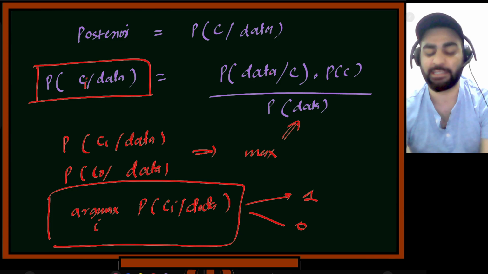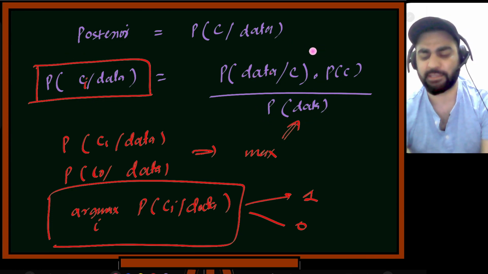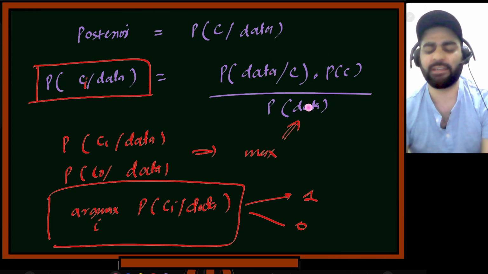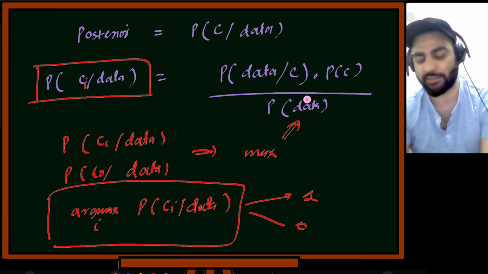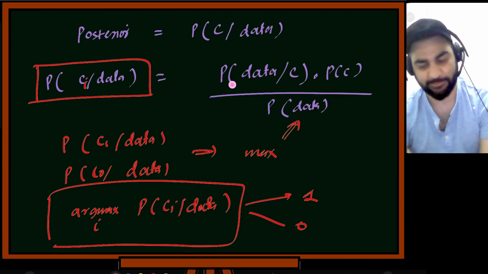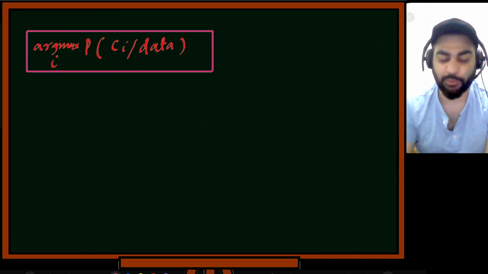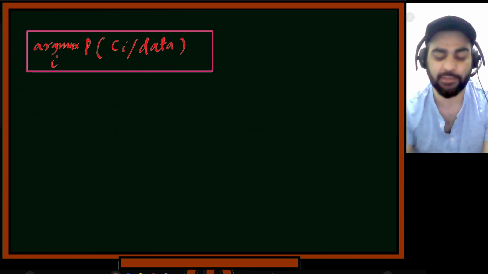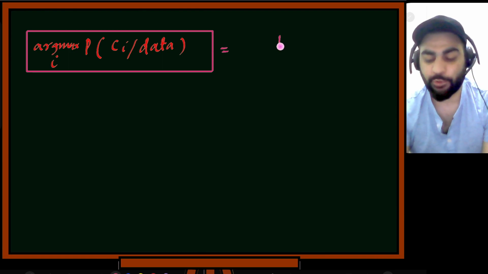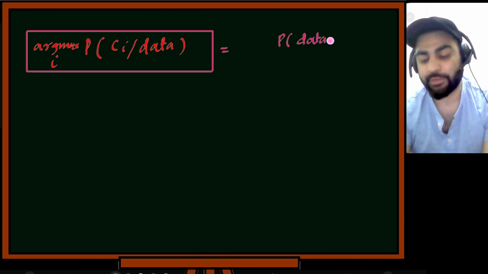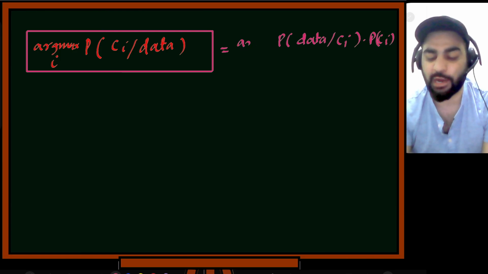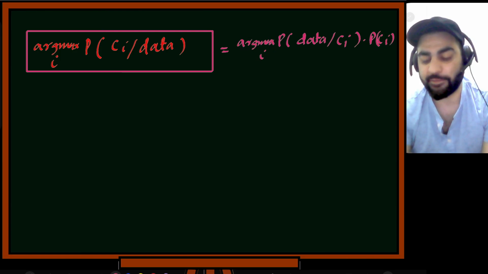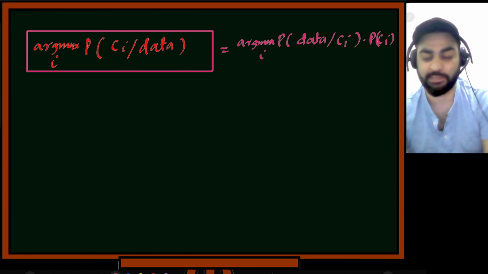Here you can clearly see that even if you drop the data term, if you want to maximize this, it is better to maximize this part, because the data is fixed, so you cannot do anything with it. This is constant for us. So I have to basically maximize this. I can write the problem like this: argmax over i of probability of Ci given data is proportional to probability of data given Ci multiplied by probability of Ci. Basically I have to argmax this over i. Is it clear?